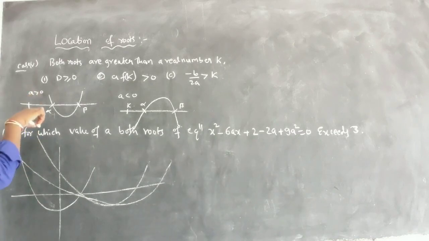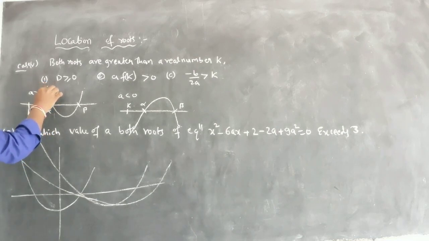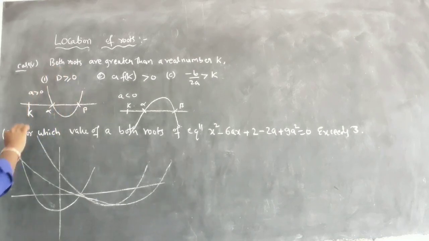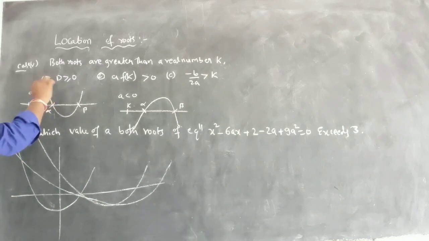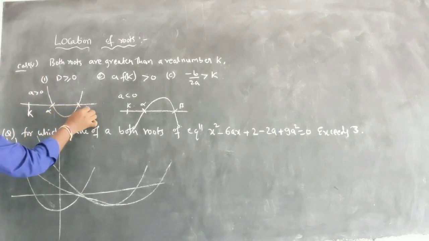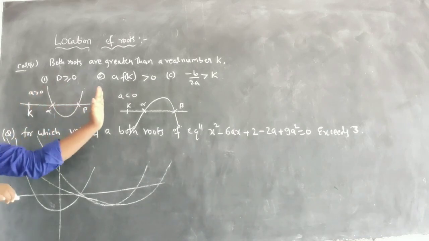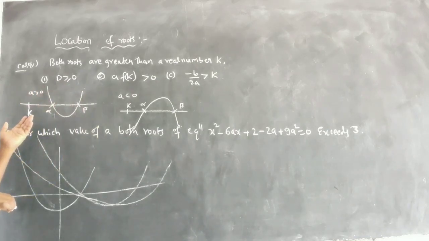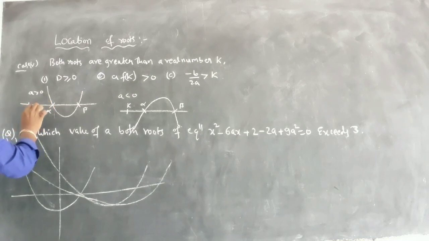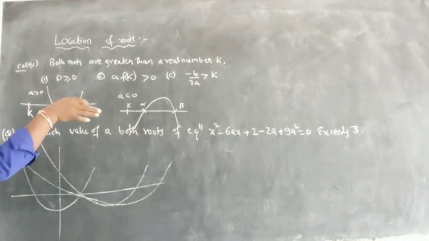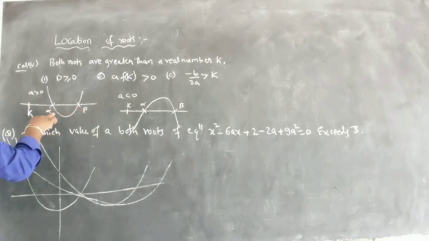If a is greater than 0, then I am going to get an upwards parabola, right? Condition number 1, what I will tell you. Alpha and beta are on this side, that is the left side. You can see that k is on the left side. So on the number line, on the x-axis, alpha and beta are greater than k. That is what I have to take.